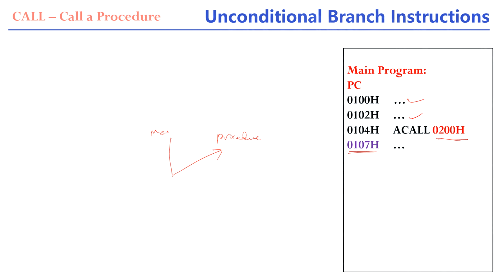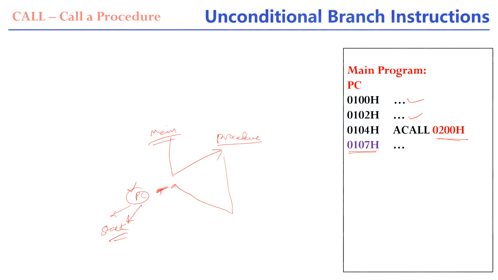This is the mainline program. When you are moving from the mainline program to a subroutine program, first the PC value should be saved onto the stack. Why? Because after completion of this procedure, we need to return back to where we stopped. That means the return address must be saved. Return address is nothing but whatever content is available in PC while executing the call instruction. The return address must be saved onto the stack.